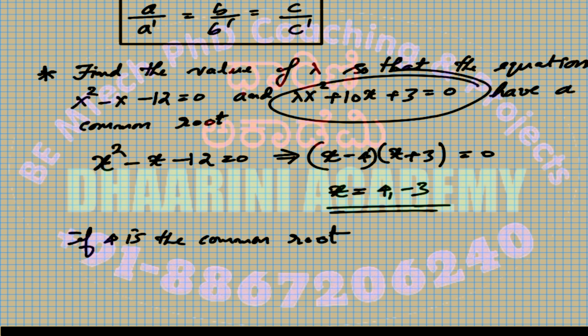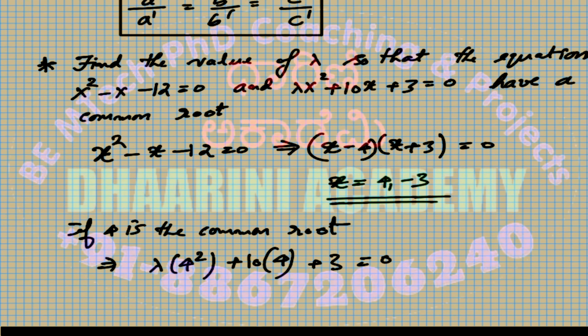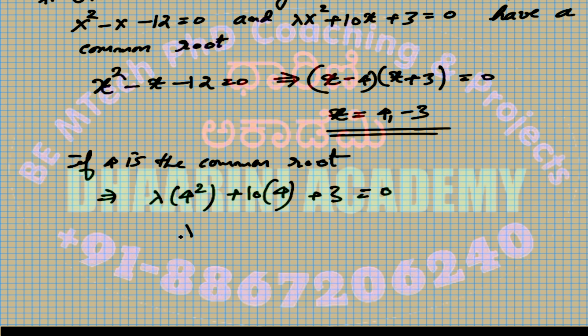The second equation, correct? So that means if 4 is the common root, this implies lambda into 4 square plus 10 into 4x plus 3 should be equal to 0. So solve for lambda, right? So this means lambda is equal to 10 into 4, 40 plus 3, going to the other side is minus 43 divided by 4 square, so 16. This is the lambda such that the common root is equal to 4.